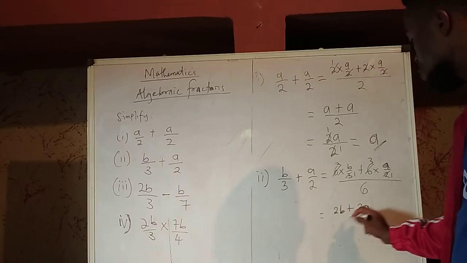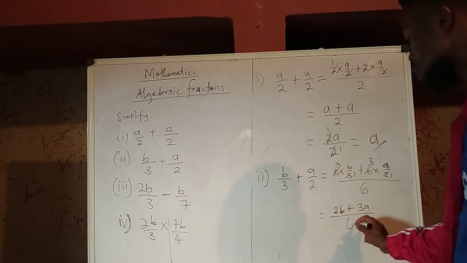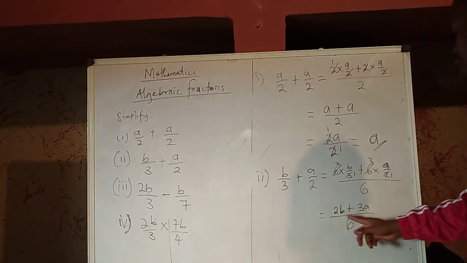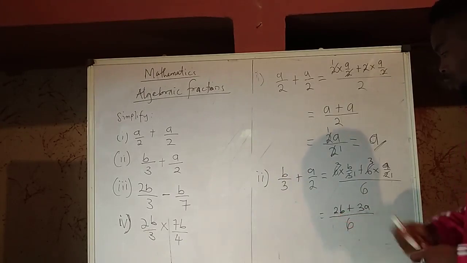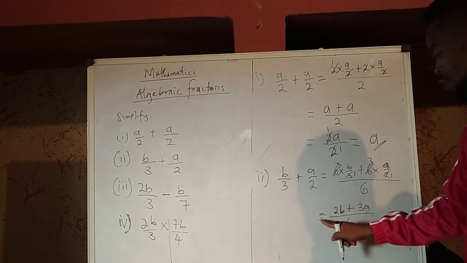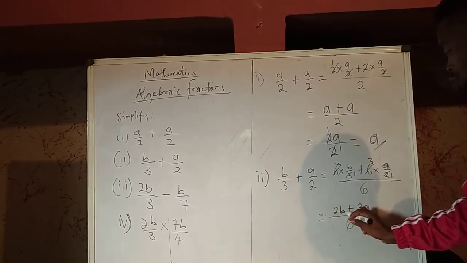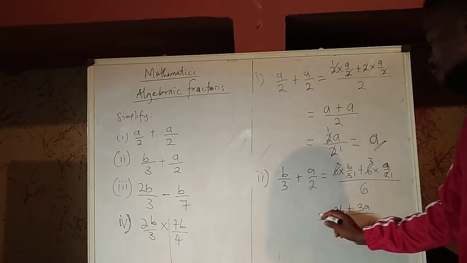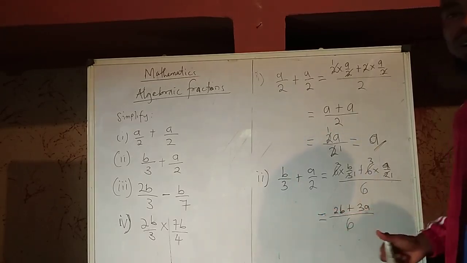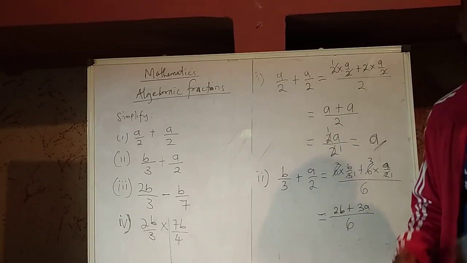So we have 2b plus 3a divided by 6. Now, some students make the mistake of trying to add 2b and 3a together. Of course, you know this cannot work. 2b plus 3a, they are unlike.